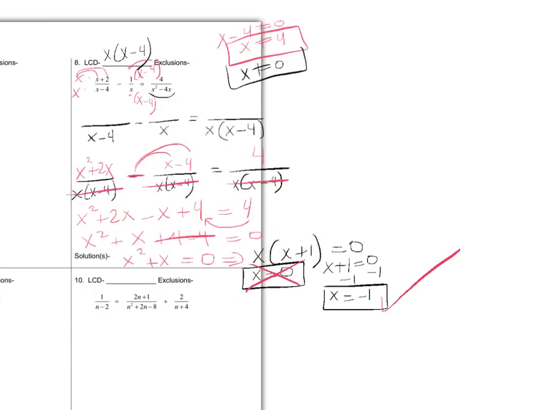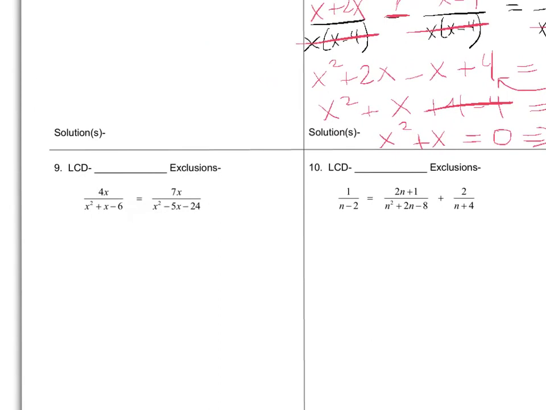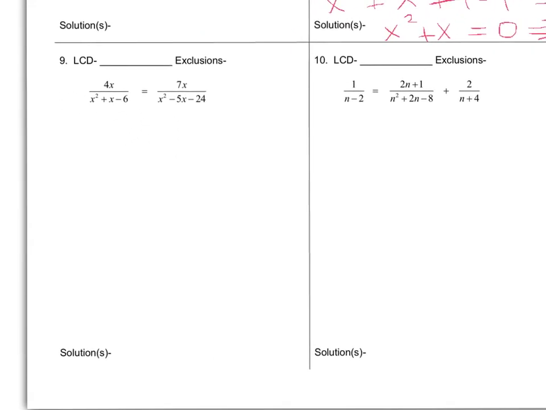Now let's move on to number 9. Number 10, I'm going to do number 9, and you go ahead and do number 10 on your own as practice. So number 9 is what I'm going to be doing right now. Always number 1 is to factor.